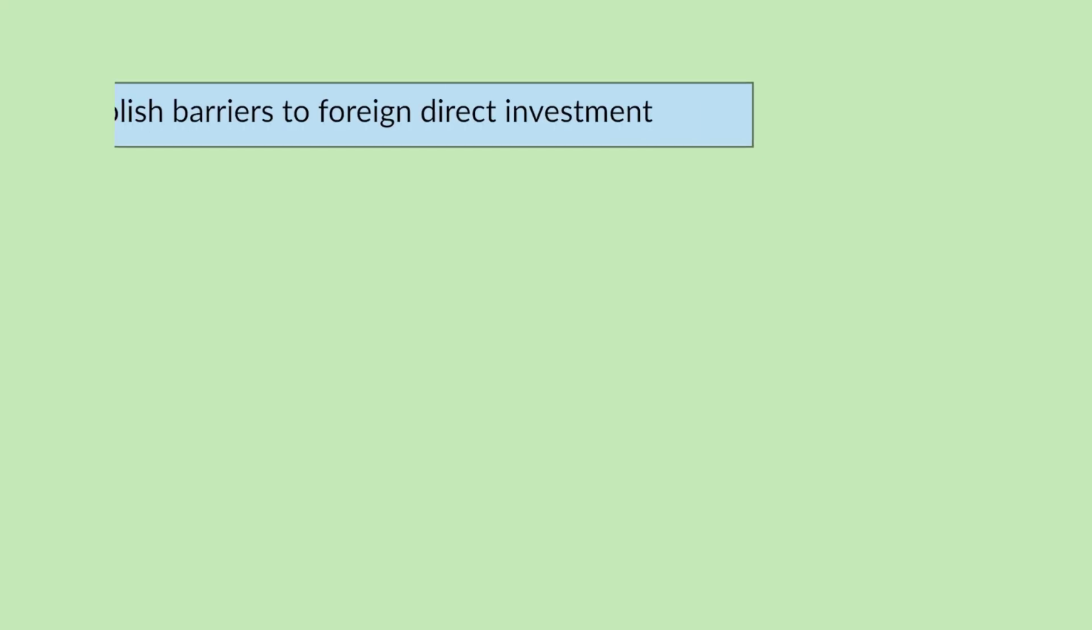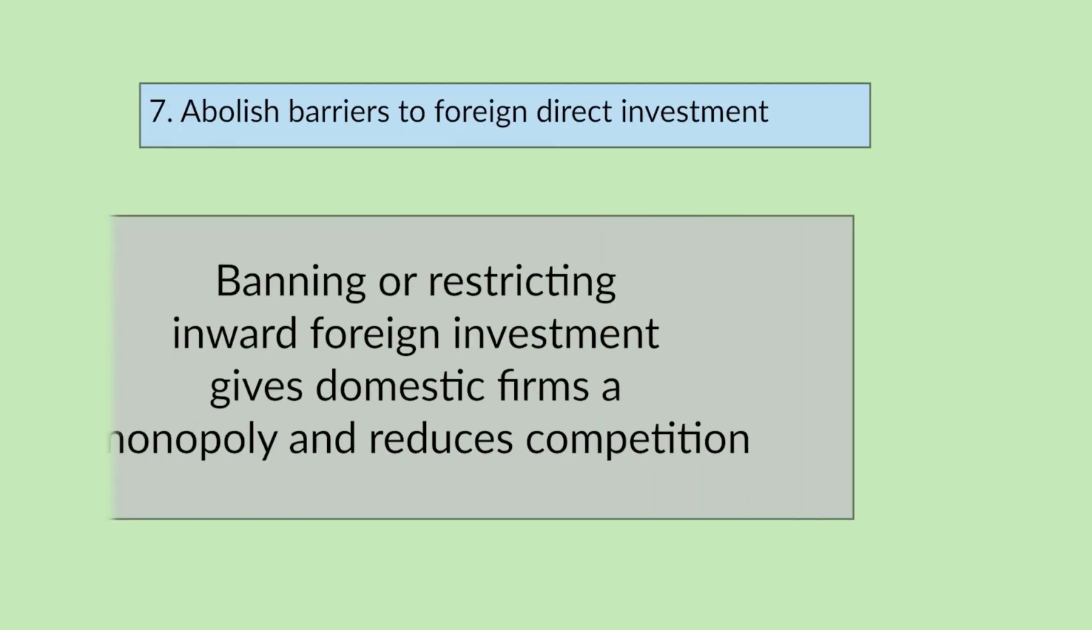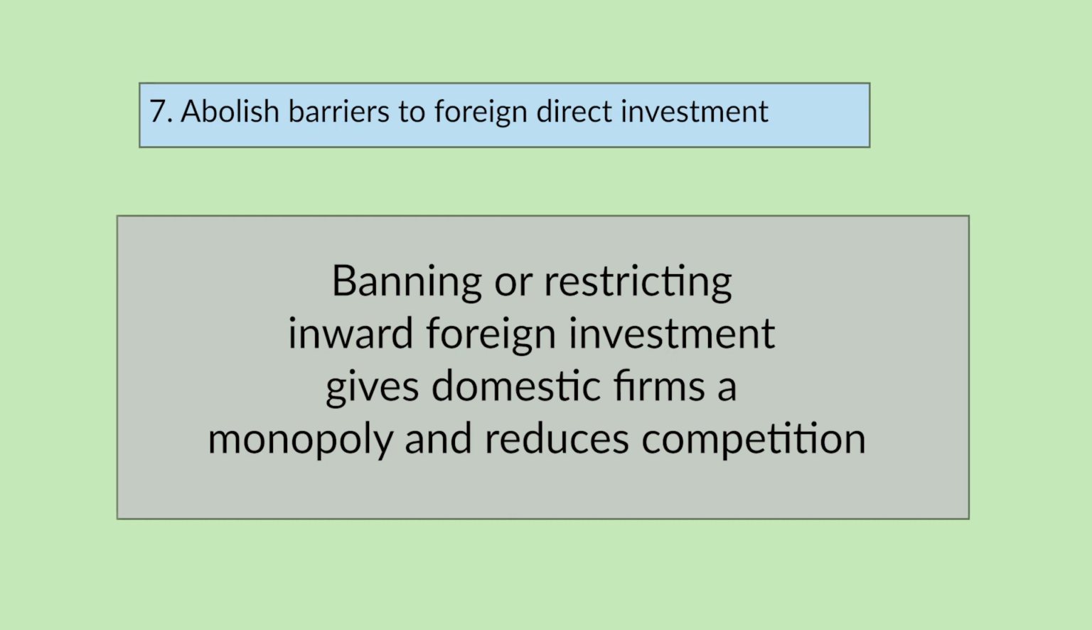The seventh principle of the Washington Consensus focused on abolition of barriers to foreign direct investment, or FDI. Banning or restricting inward foreign investment gives domestic firms a monopoly and reduces competition. Foreign investment allows a country to gain capital, create jobs, create better infrastructure, build skills, while exposing domestic firms to greater competition. This was the need of the day.